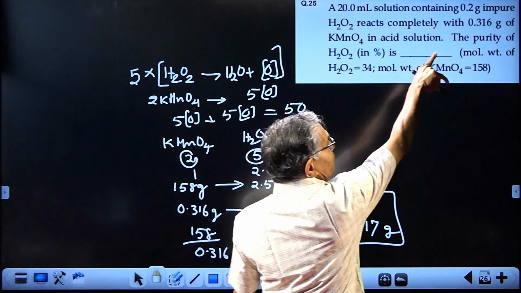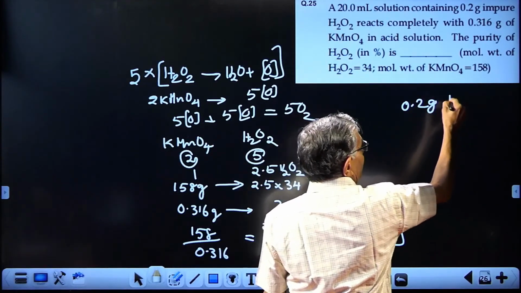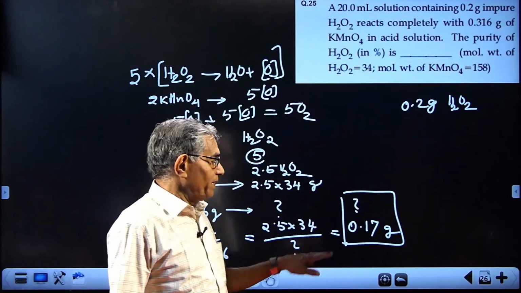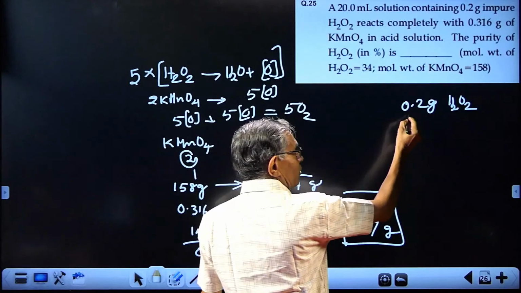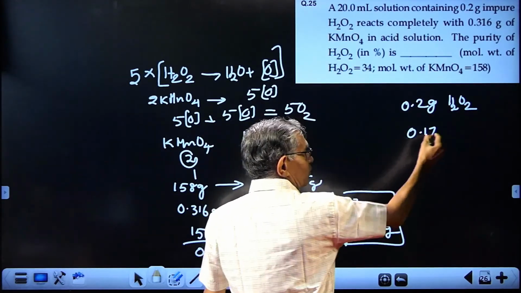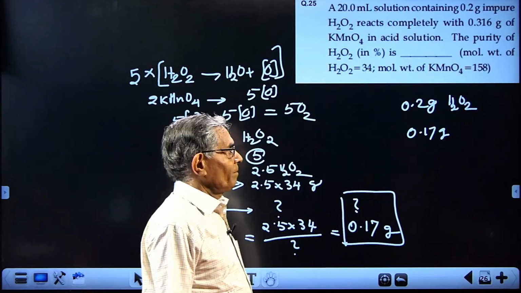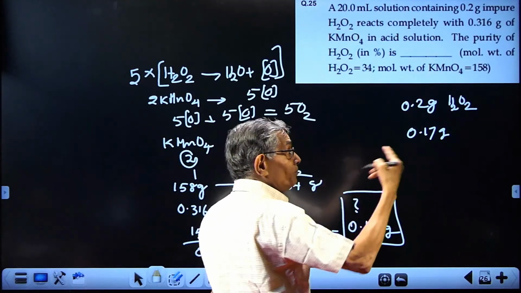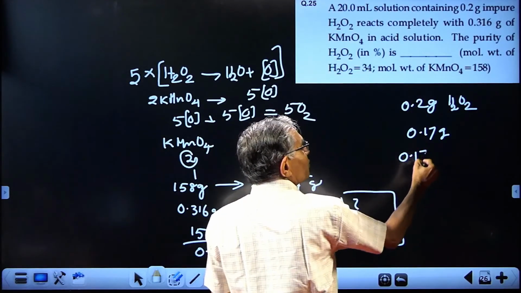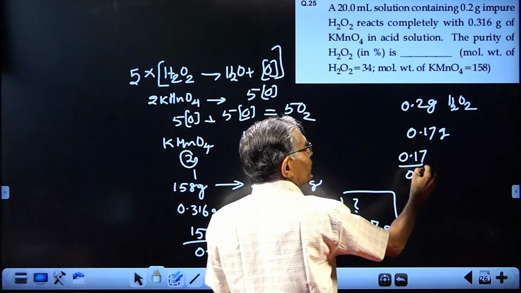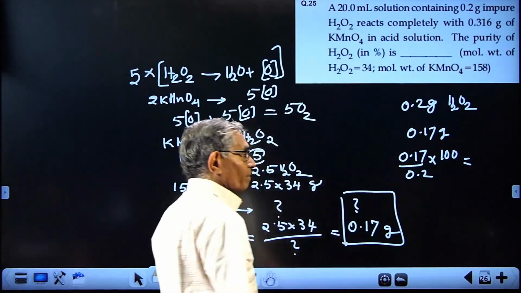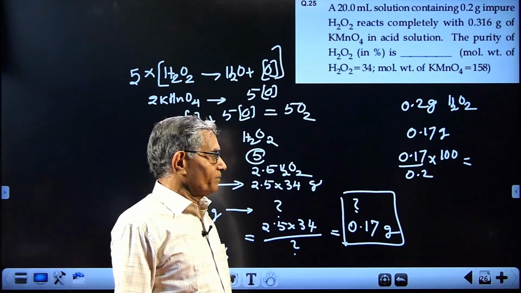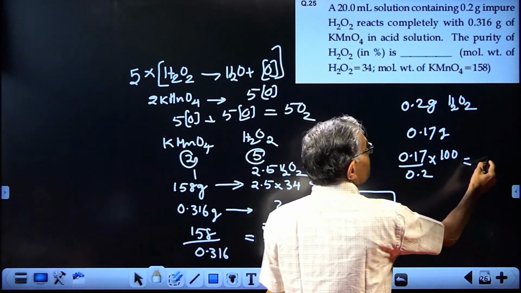But the solution is supposed to contain 0.2 gram H2O2, but chemical analysis shows it contains only 0.17 gram. So, out of 0.2, 0.17 is H2O2, the remaining will be impurity. Impurity will be 0.03. This is 0.2. So, what is the percentage purity of the sample? Purity will be pure sample 0.17, impure sample 0.2, into 100. And that will give the answer 85%. That way, the answer for the last part is 85.